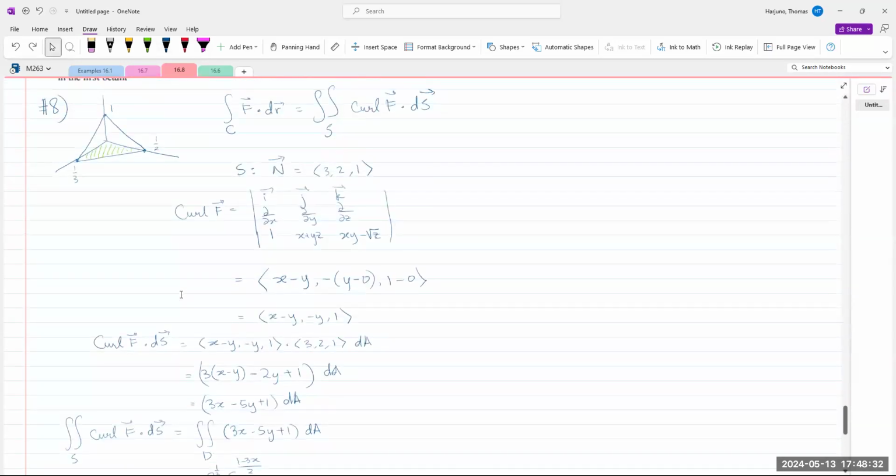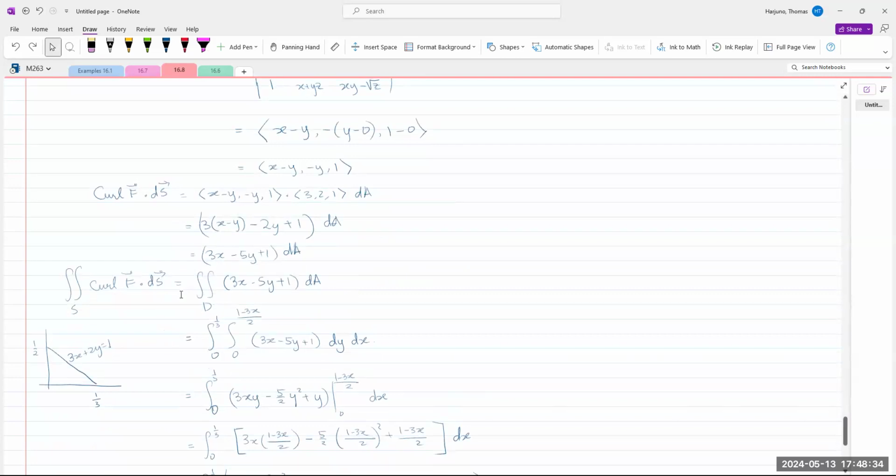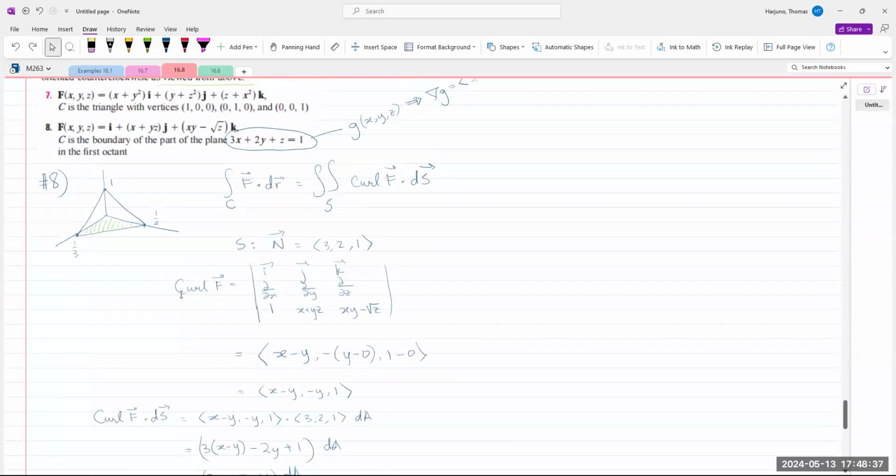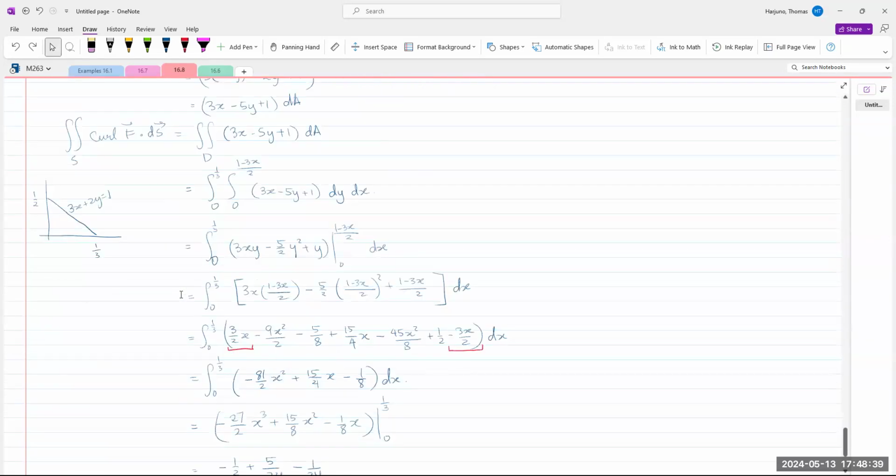Okay, and then we project that down to the ground. Therefore, we get this double integral. Okay, that's for number, what number is that? Number 8. How about number 10?